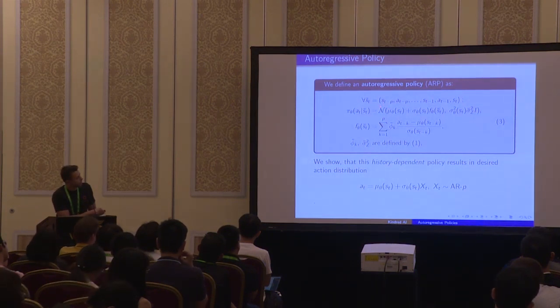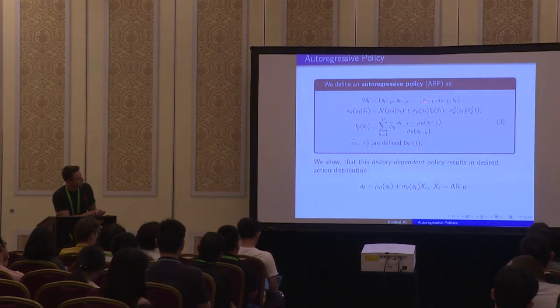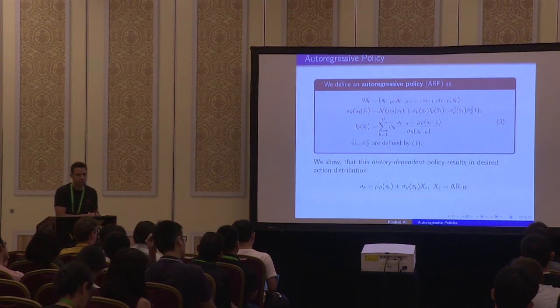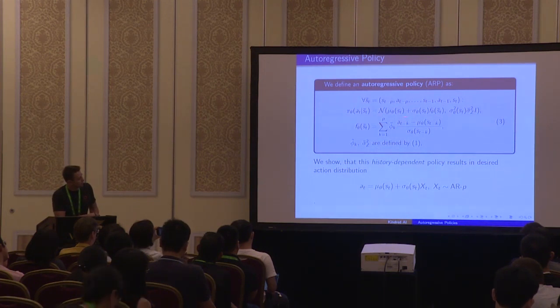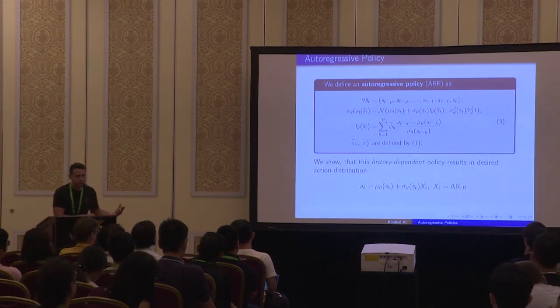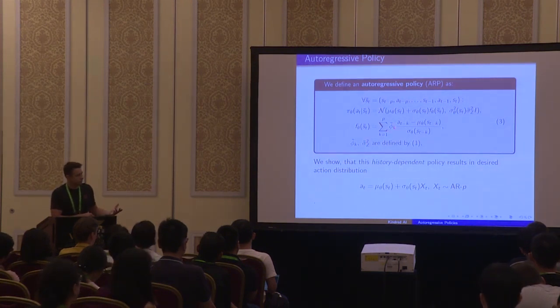The policy depends on an extended state, which in addition to a current environment state, contains also a fixed size history of past states and actions. And the size of the history is equal to the order of the underlying autoregressive process. In this extended state space, the policy has a Gaussian distribution with mean and variance of a particular form. This means that any algorithm that is compatible with stochastic Gaussian policies can be used to train autoregressive policies. Basically, any off-the-shelf algorithm can be used to learn autoregressive policies.